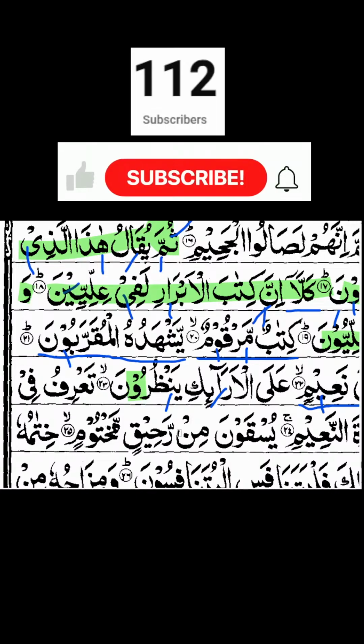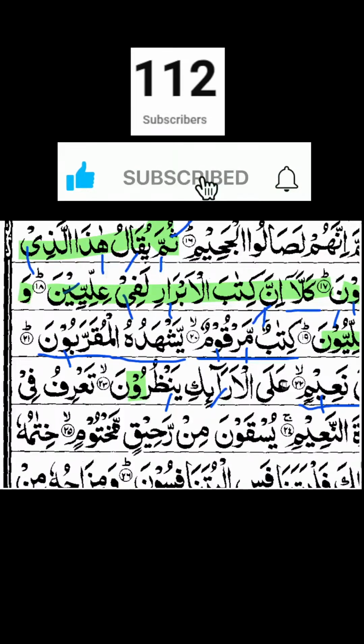So again I will read this ayah. على الأرائك ينظرون, على الأرائك ينظرون.